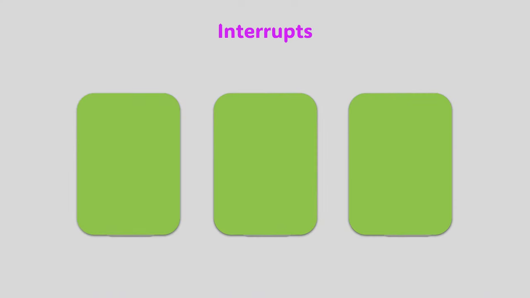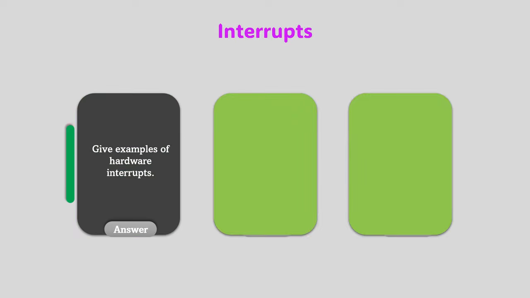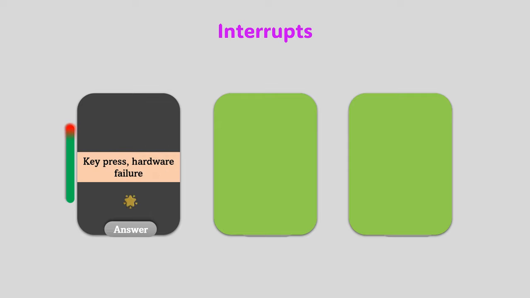Okay, so now we are done with the topic. Let's have a quick quiz. So question number one, give examples of hardware interrupts. So the answer is key press or hardware failure.